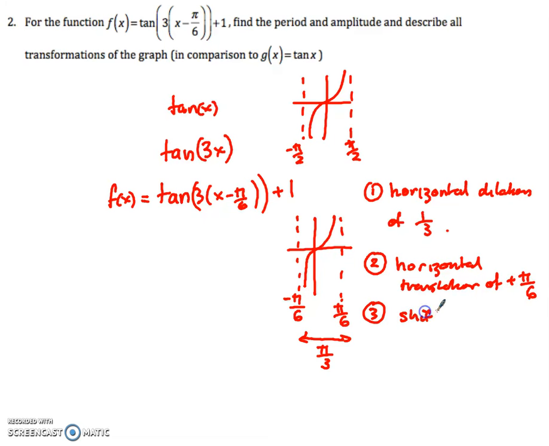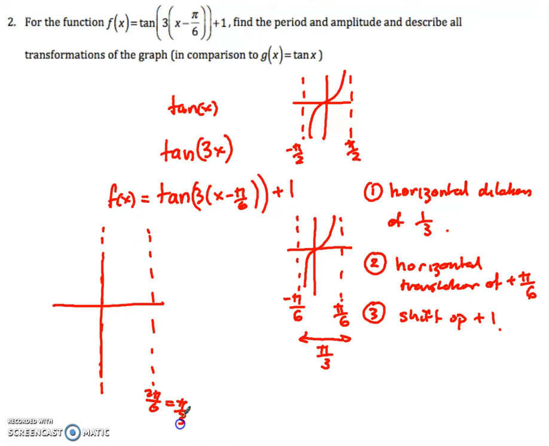shift up, positive 1. If you're going to graph that, we've just said that we're going to shift to the right, so our asymptotes are now going to be at 0 and at 2 pi by 6, which is pi by 3. And our midline is now going to have shifted up to y equals 1. And so we're going to end up with a function that looks something like that.